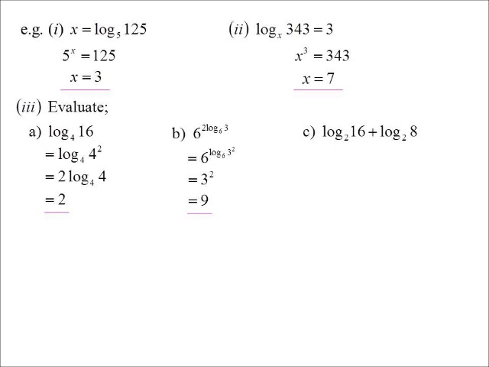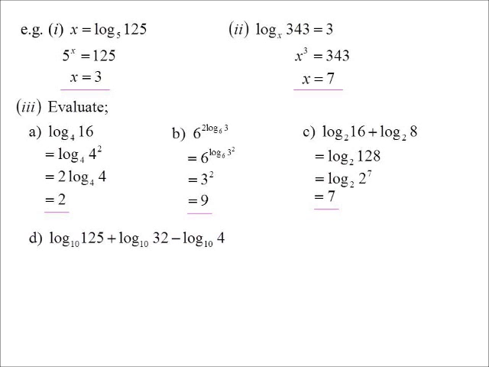Log 16 base 2 plus log 8. We could work this out straight away because 2 to the power of 4 is 16, and 2 to the power of 3 is 8. So we know this is going to be 4 plus 3 is 7. But all right, say we didn't see that. We could use our log laws and say, 16 times 8 is 128. 2 to the power of what is 128? 2 to the power of 7 is 128. So the answer would be 7.